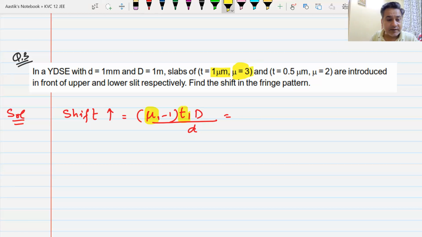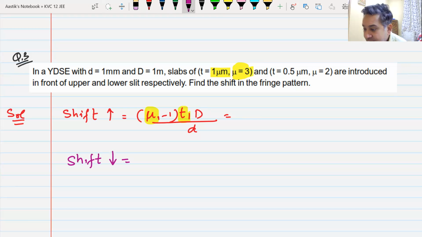So how much is the shift coming upwards? Can anyone tell me by calculation? How much is coming? 0.5? Okay, I can't hear you. Anyways, I hope you can calculate this. You should do something on your own, because otherwise you will not get confidence.